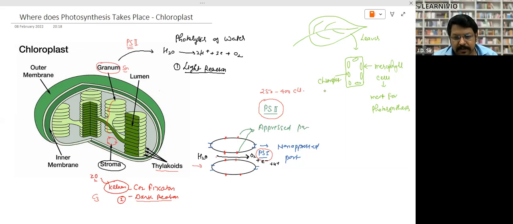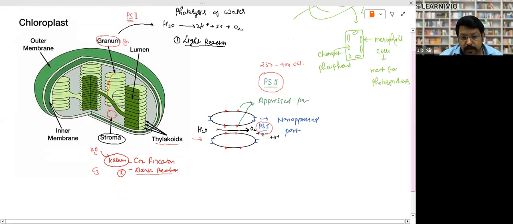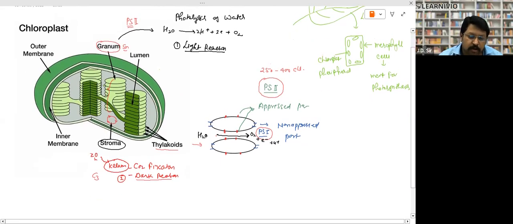And chloroplasts are basically found in the peripheral part. That question I have been asked. So basically, the mesophyll cells in the leaves have been designed for photosynthesis. And inside the mesophyll cell, the chloroplasts are found in the peripheral region, and these chloroplasts are meant for photosynthesis. So now come to the structure of chloroplast.